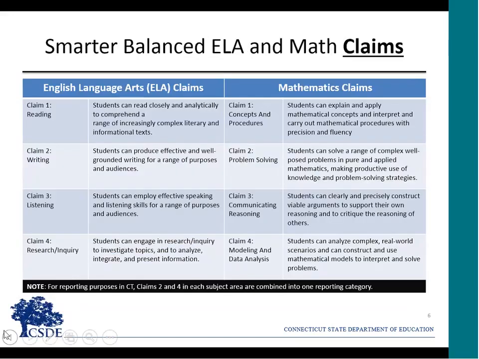Now let's look at the Smarter Balanced Assessment claims. The claims are broad, evidence-based statements about what students know and can do as demonstrated by their performance on the assessments. There are 4 claims in each subject, but for reporting purposes in Connecticut, effective in 2015, 3 ELA claims will be used for reporting purposes, and they are reading, listening, and writing research inquiry. The 3 mathematics claims for reporting purposes are concepts and procedures, problem solving, and modeling and data analysis, and communicating reasoning.